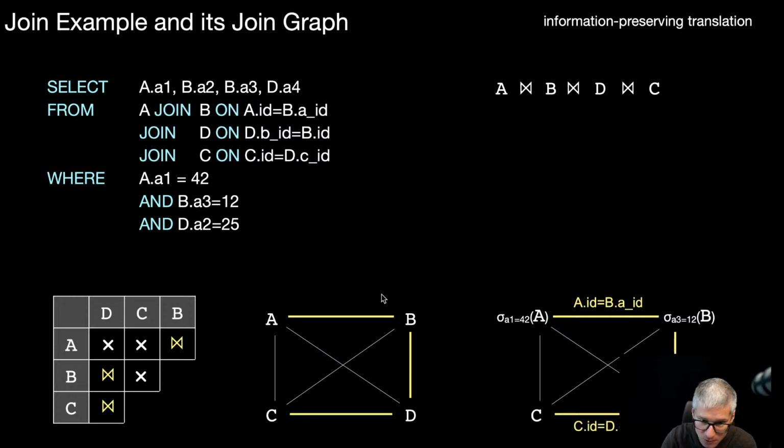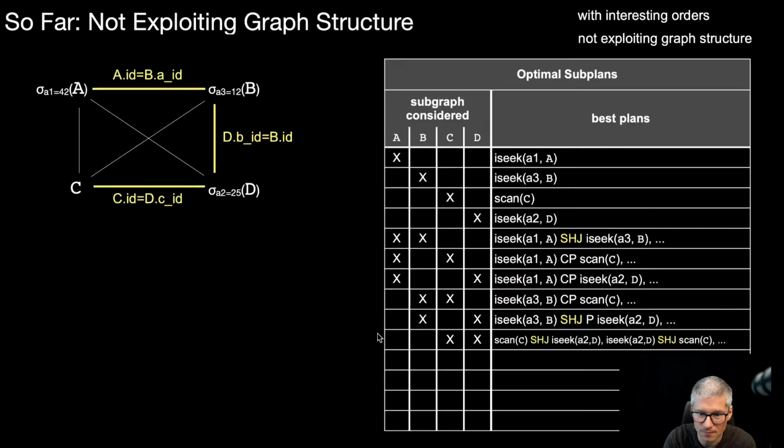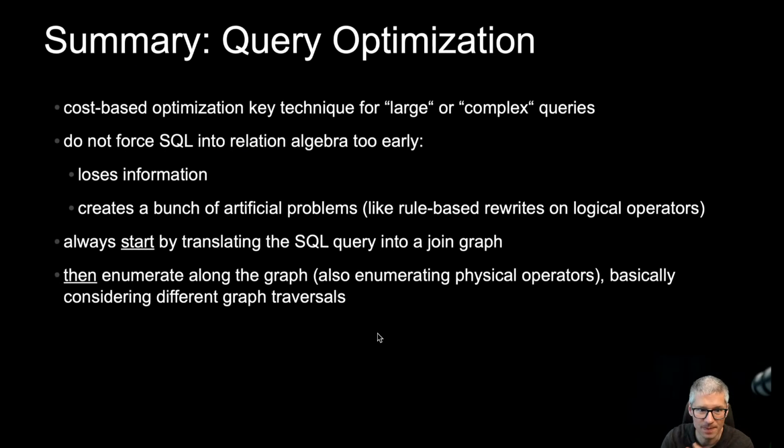And that brings me to the conclusion for today. So basically, we have seen that cost-based optimization is a key technique for large or complex queries. Yeah, so what does that mean, large or complex queries? Large query means many joins, yeah? Or there's a lot of sub-queries going on, then there's a group by having and another join, and so on, leading to a complex query graph. Yeah?